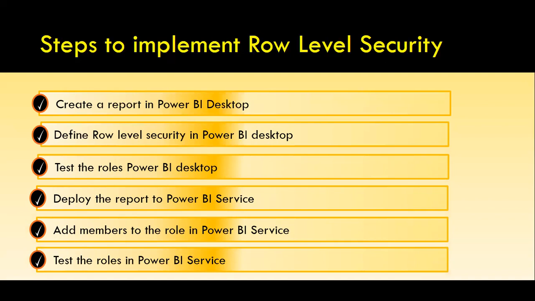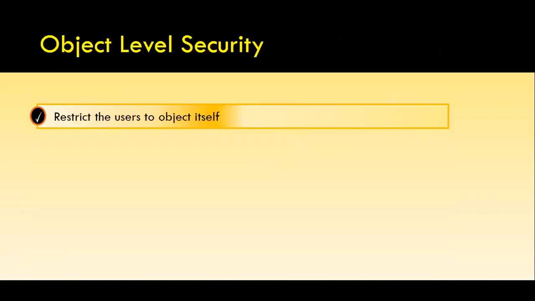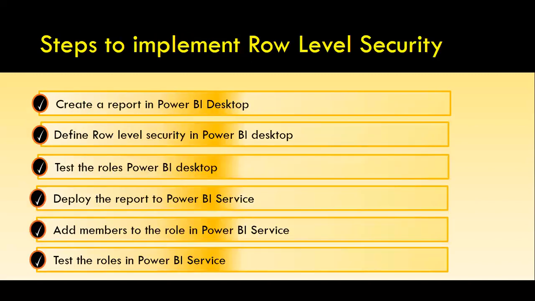Next one is object level security. In this case, we restrict the users from the object itself. They can't view the object itself. Let's say the data is very sensitive, so why allow the users to view the table data? We can restrict the user from viewing the table itself.